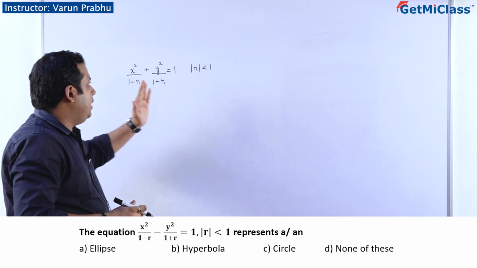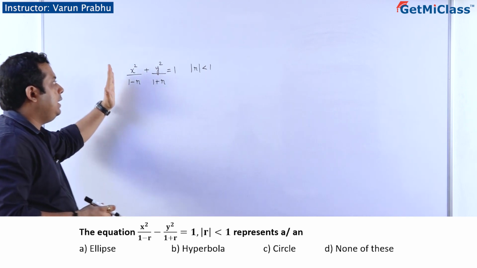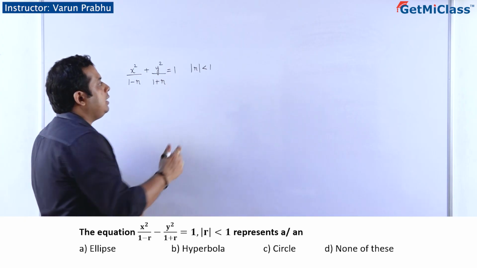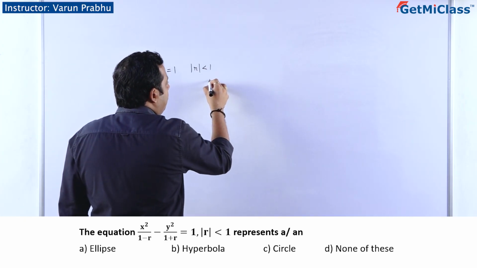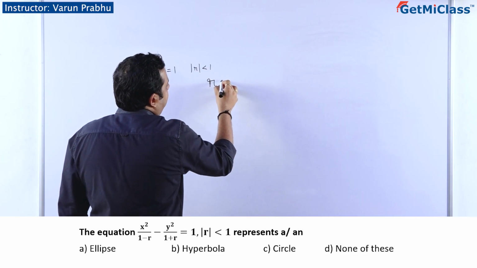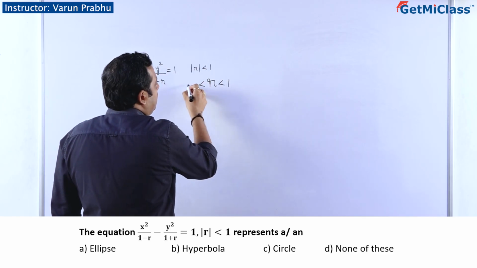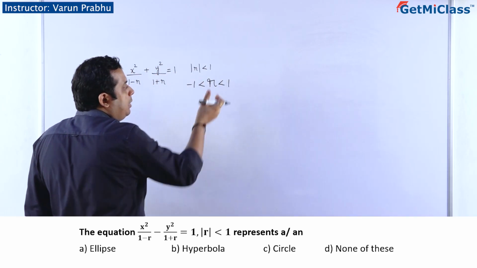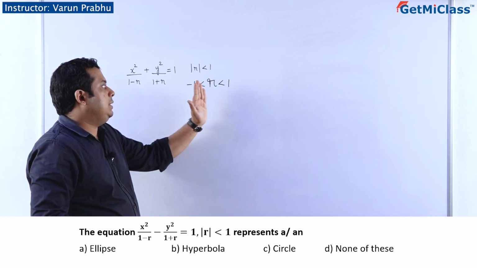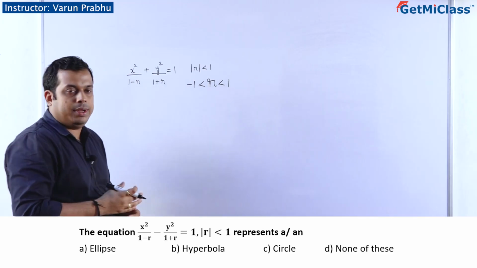It's told in the problem that, what is this equation representing is the question asked, where mod r is less than 1. What is the meaning of mod r less than 1? Mod r less than 1 means r is less than 1, but minus r on the other side should be greater than minus 1. Which means r value lies between minus 1 and plus 1, right?